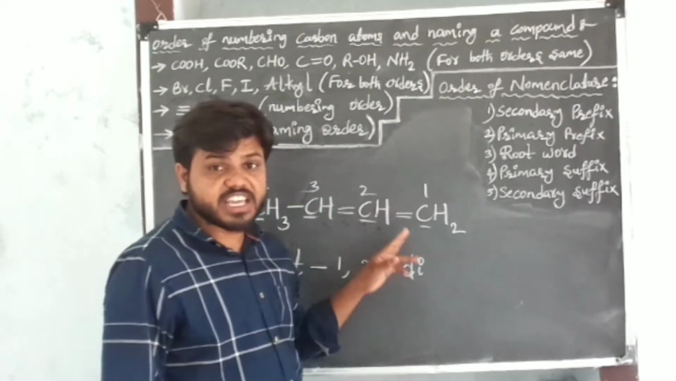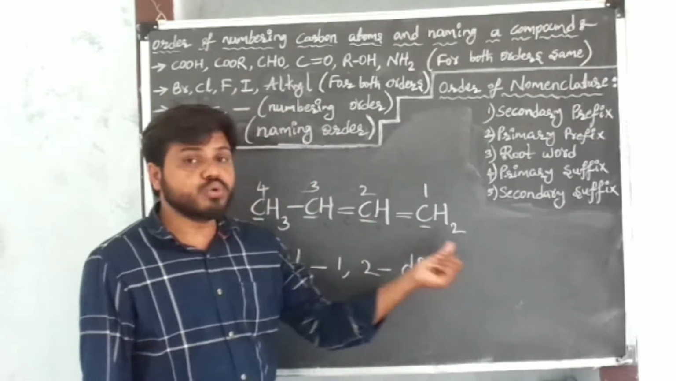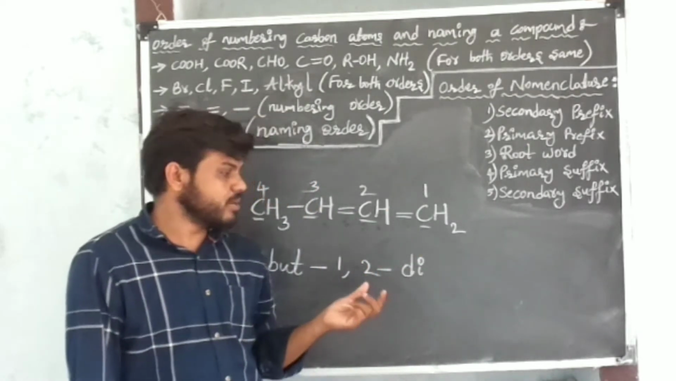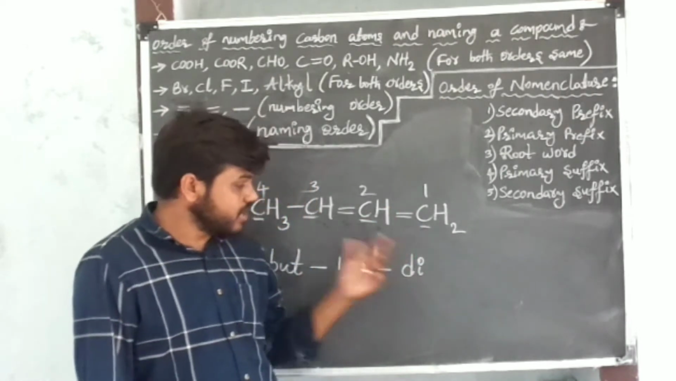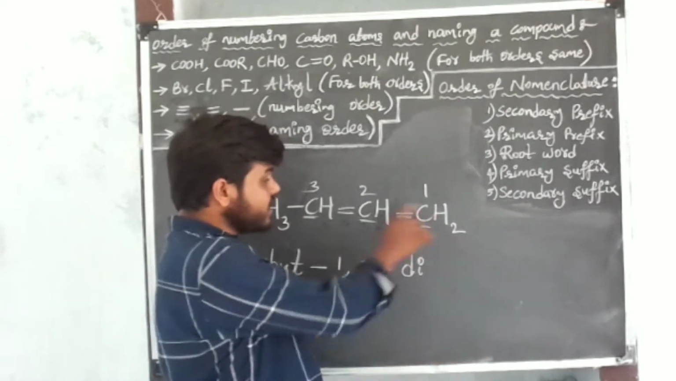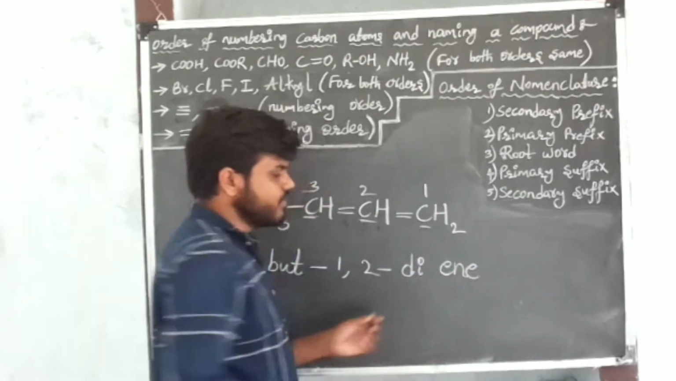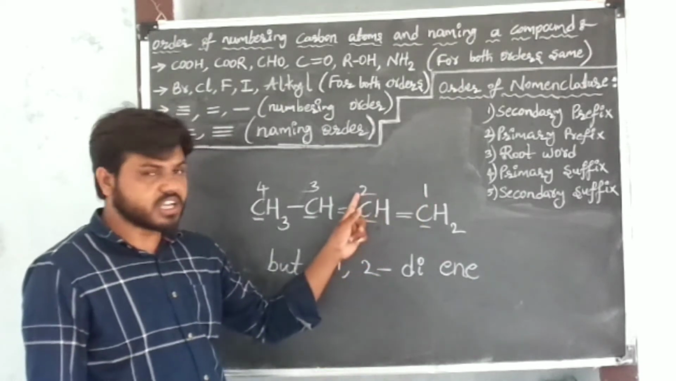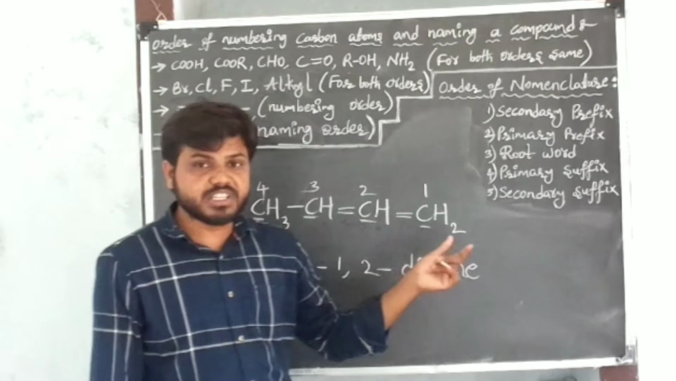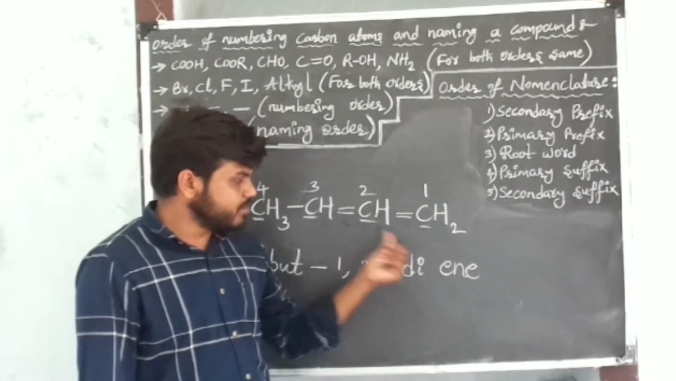In the given carbon compound, the double bond occurs 2 times. That's why the numerical prefix is di. After writing the numerical prefix, write the suffix of the double bond, which is ene. I have written the positions, 1, 2. Then the double bond occurs 2 times, so I wrote the numerical prefix di. Then the suffix of the double bond is ene.